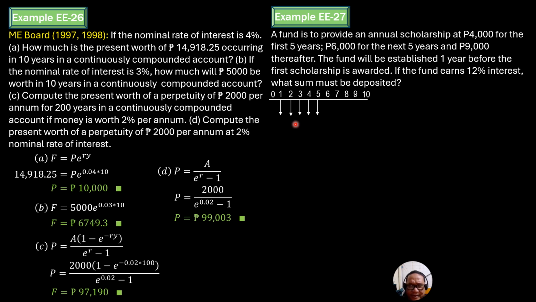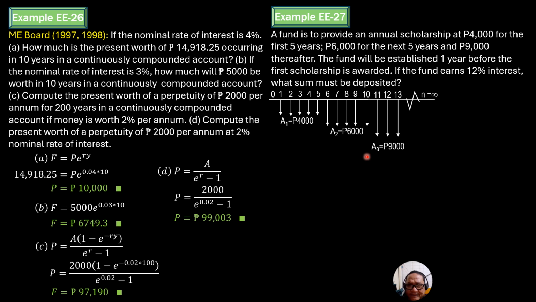First 5 years, we have 4,000 pesos, A1. Then A2 for the next 5 years, up to 10 years, is 6,000 pesos. And thereafter, we have up to N approaches infinity, we have 9,000 pesos. So on and so forth. So N approaches infinity, and so on and so forth. So that is still 9,000.